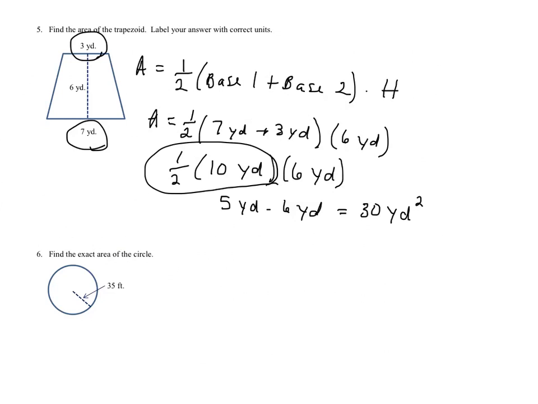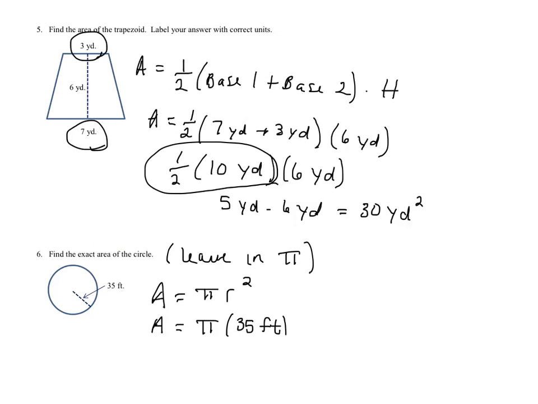Number 6 says find the exact area of the circle. The word exact means to leave in pi. And the area of the circle is pi r squared. So the radius is 35 feet. And 35 times 35, 1225. So this will be 1225 pi feet squared. You just always put the pi after the number.